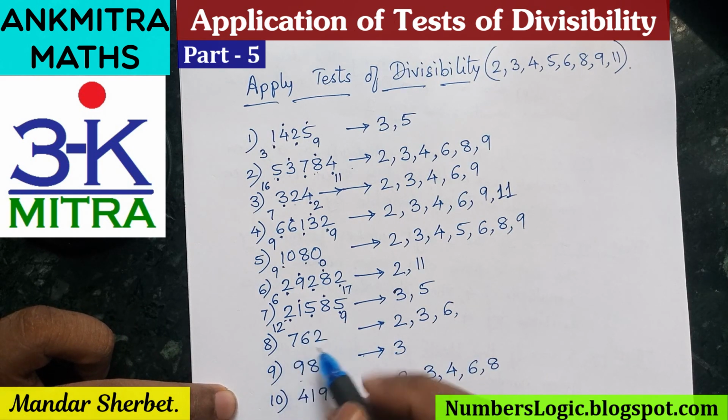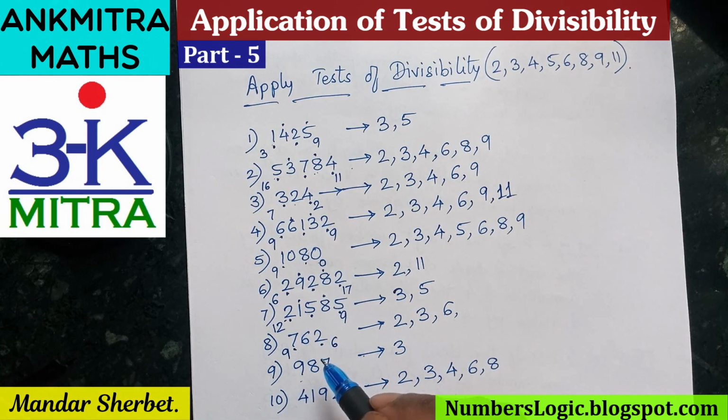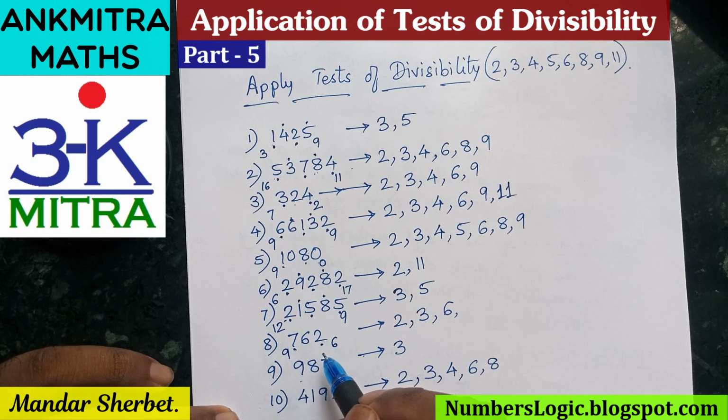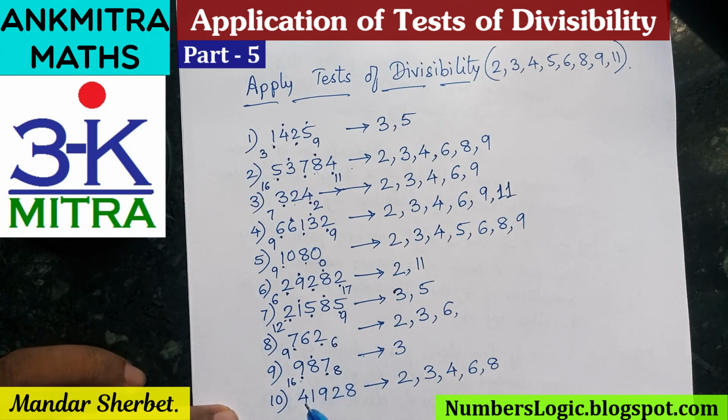Next number, 762. The first pair has 7 and 2, whose addition gives us 9. The other number is only 6. So the difference is not 0 or 11. So this number will also not be divisible by 11. Next one, the first pair is 9 and 7. So 9 plus 7 is 16. The other pair will have only one number, that is 8. So the difference between these two numbers is 8. So this number will also not be divisible by 11.